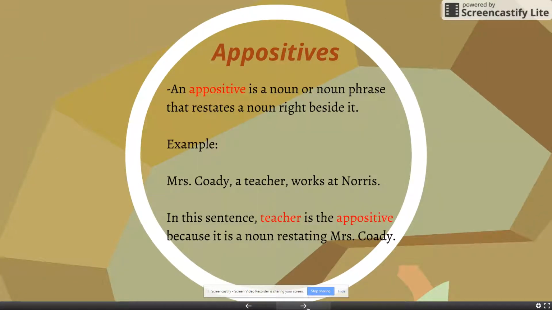Now, one of my favorites, an appositive. An appositive is a noun phrase that restates a noun. It's kind of like an epithet that we have with our literary terms. Here's a quick example. Mrs. Cody, a teacher, works at Norris. I section off the appositive because it's not necessary information. I could simply say Mrs. Cody works at Norris, and it would be a complete sentence, with Mrs. Cody being the subject, works being the verb, and at Norris being a prepositional phrase. At being the preposition, and Norris the noun or object of that preposition. In this sentence, teacher is the appositive because it is a noun restating Mrs. Cody.